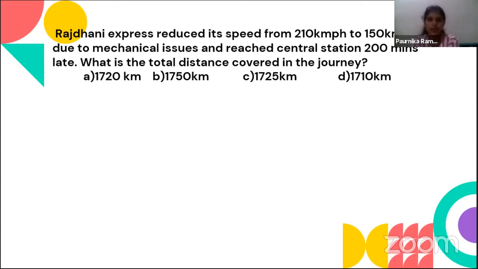So, yes. Rajdhani Express reduced its speed from 210 km per hour to 150 km per hour due to mechanical issues, and hence it reached the central station 200 minutes late. What is the total distance covered in this journey? When you see this problem, there is no apparent relationship between anything. It is given that the speed is reduced and it reaches 200 minutes late, and they're asking what is the total distance covered in the journey.